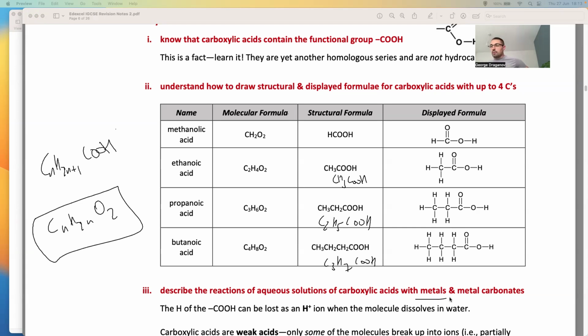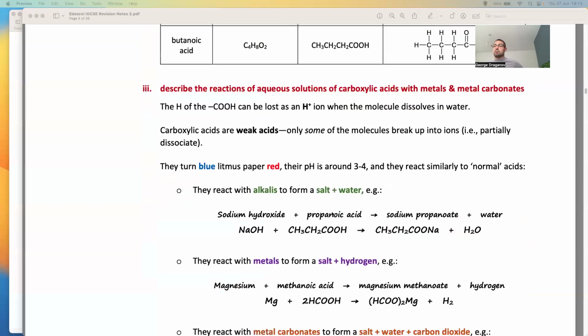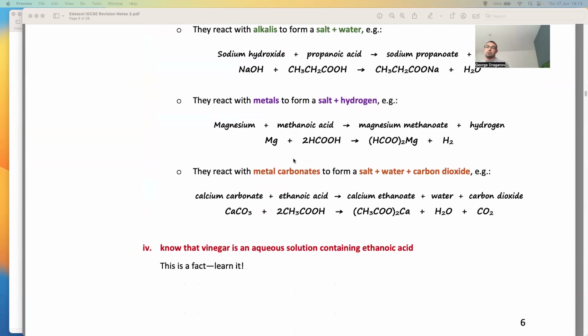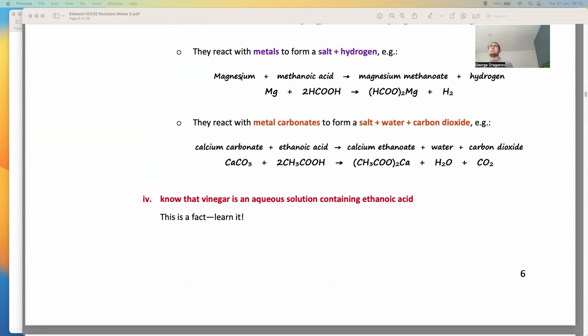Okay, so you have to know reactions of metal and metal carbonates, which we've done already. This is just a recap, so you should be able to understand these 2 reactions. Okay, ignore the top one. So metal plus acid makes salt plus hydrogen. Now they've put the names in here. You don't need to know the names, so you can ignore that.